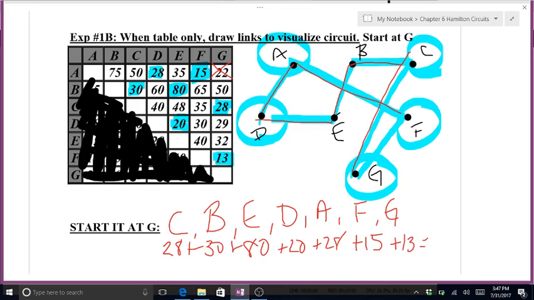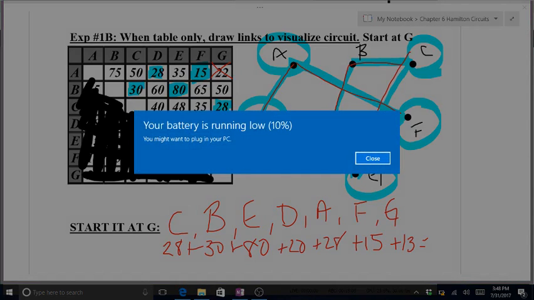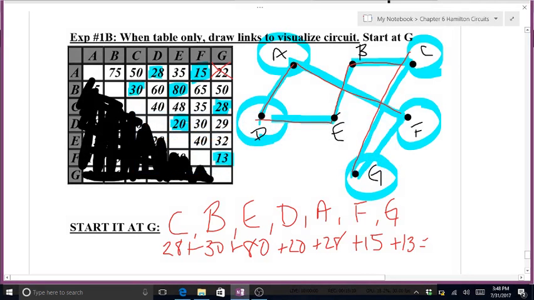Add that up, we've got 28, 30. Oh, sorry guys, my battery's dying here. 30, 80, 20, 28, 15, and 13, to 14. Must be our magical number this chapter.